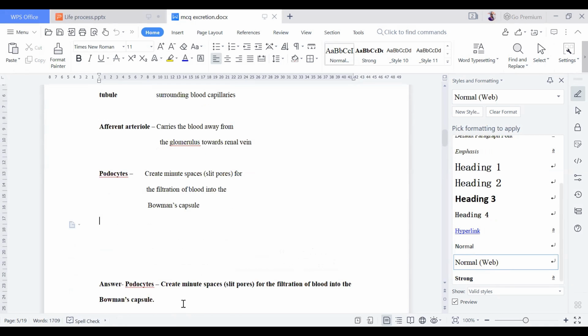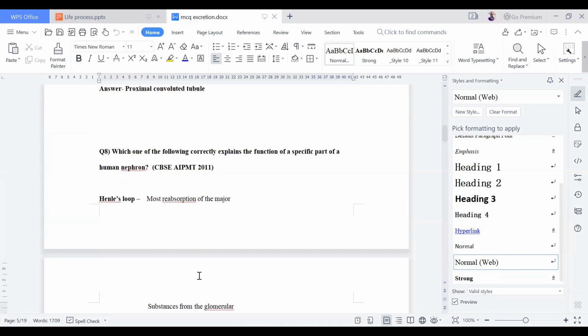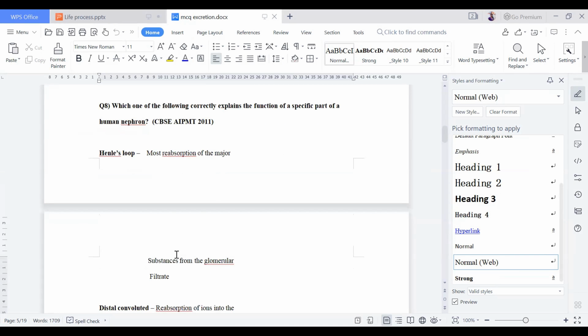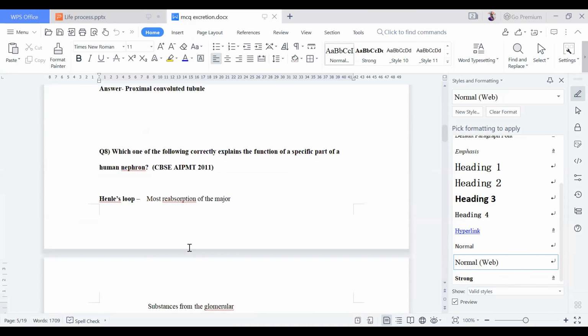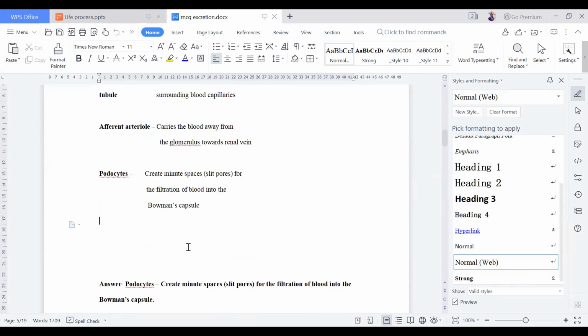So here, what it does, it creates a minute space, a very less space for the filtration of blood into the Bowman's capsule. These all are correct, but not exactly correct. Some of the changes are made. So they asked which correctly explains the function. So the right answer is podocytes.